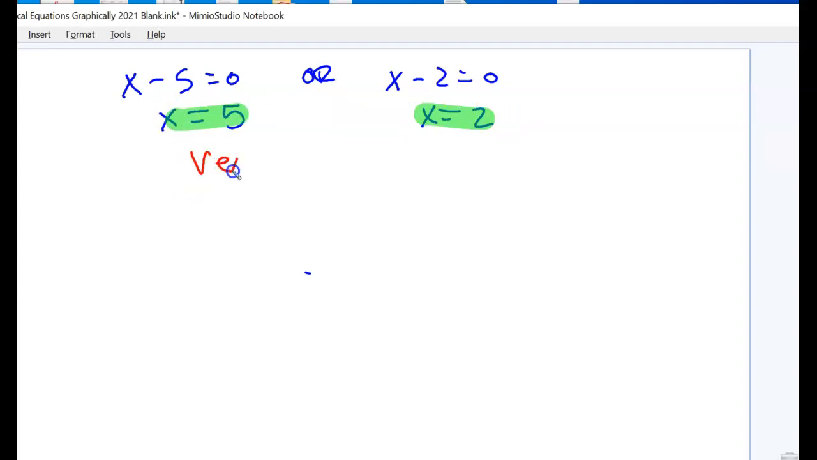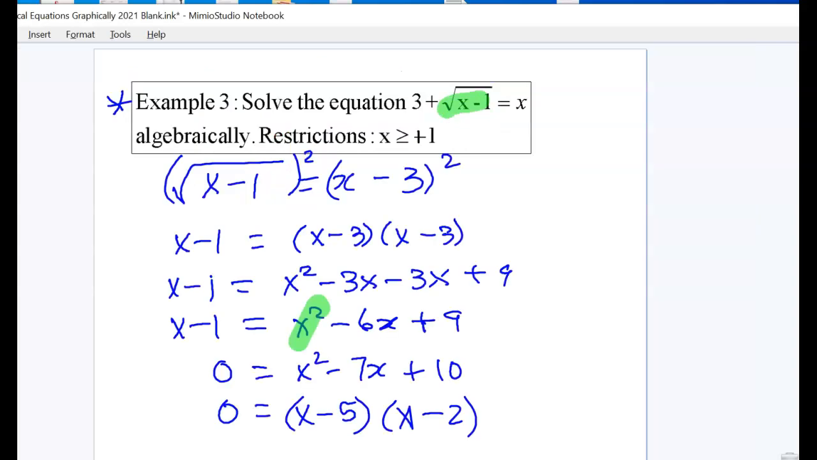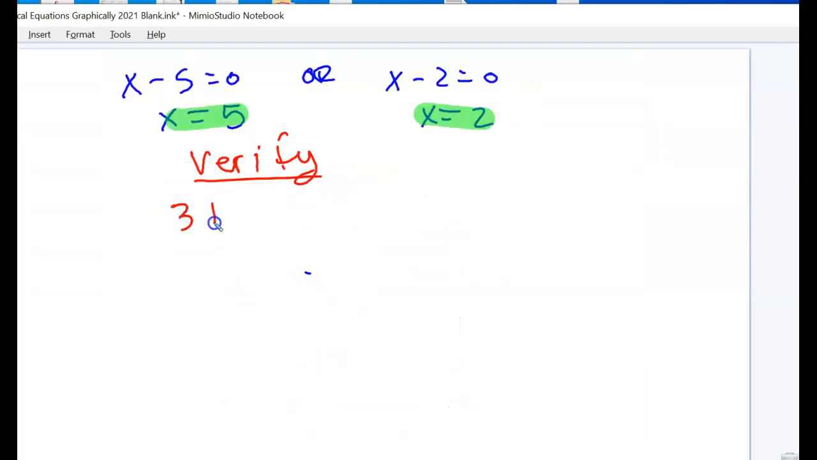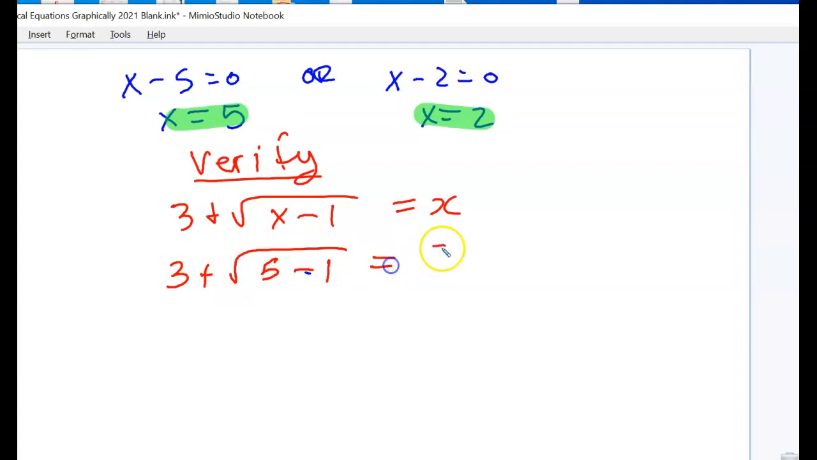And again, we always verify back in the original. And the original was 3 plus the square root of x minus 1 equals x. So let's start with 5. 3 plus the square root of 5 minus 1. Does that equal 5? Well, this is 3 plus the square root of 4, which is 2. Yes, 5 equals 5. This is a valid solution.